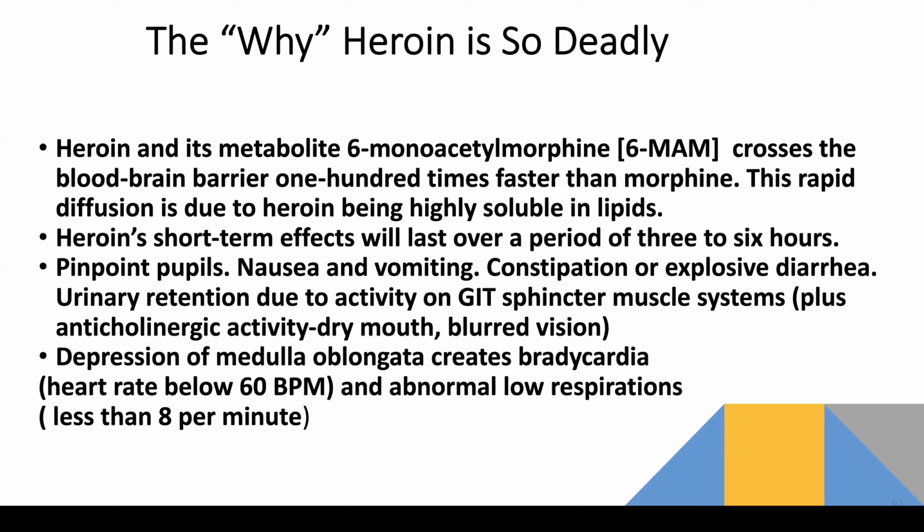What happens that creates the problem is there's depression of the medulla oblongata that creates a bradycardia. And bradycardia is, by definition, usually a heart rate below 60 beats per minute. Some of you are very good athletes and have beats below 60 because of that, but a lot of people have heart rates between 72 to 82, and abnormally low respirations, and those are less than 8 per minute.